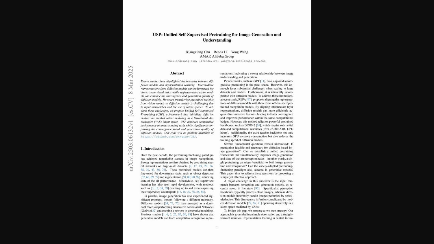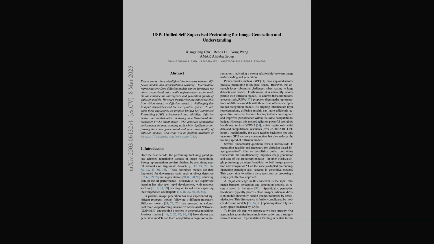Today, we're looking at a paper titled USP: Unified Self-Supervised Pre-Training for Image Generation and Understanding, which was published on March 8th, 2025. So, the core idea here is tackling the challenge of connecting diffusion models used for image generation with models used for image understanding. The paper proposes a framework called USP, which uses a special pre-training method in the latent space of a VAE to initialize diffusion models effectively. This helps improve both convergence speed and the quality of generated images.